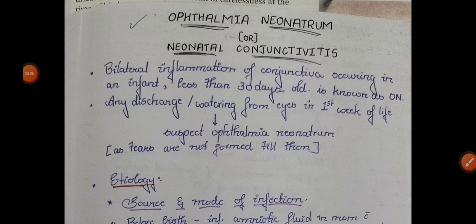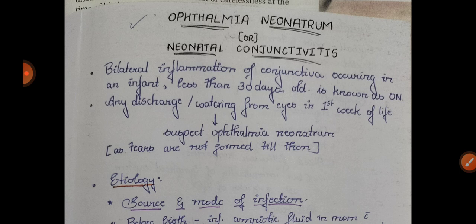Okay, neonatal. What is a neonate? Tell me in the comment section. Ophthalmia neonatorum is a bilateral inflammation of the conjunctiva occurring in an infant less than 30 days old. It is also known as ophthalmia neonatorum, or neonatal conjunctivitis, seen in an infant less than 30 days old.